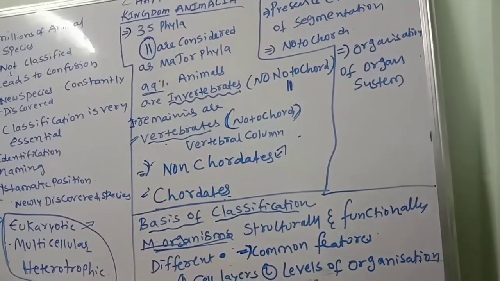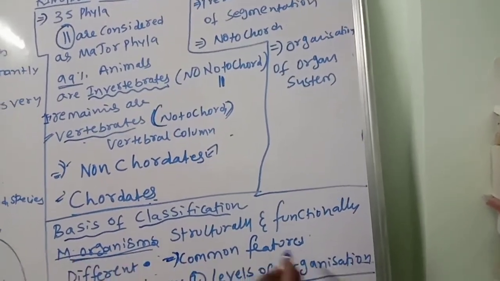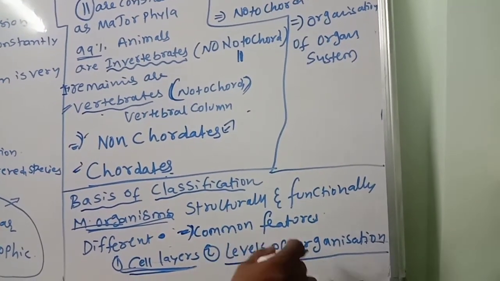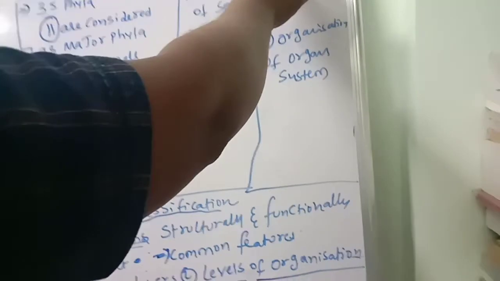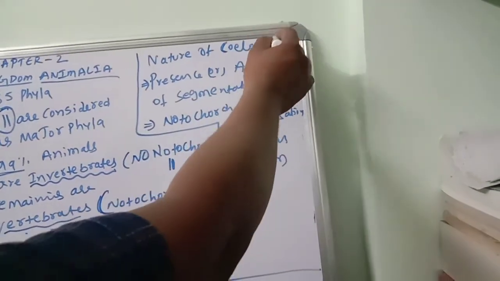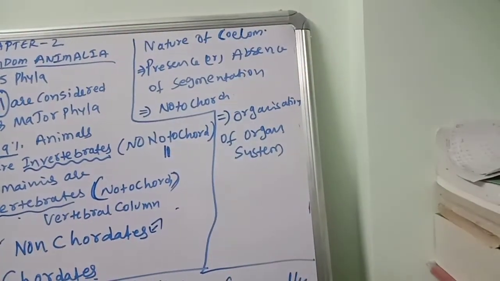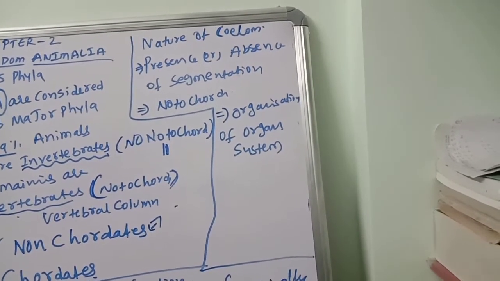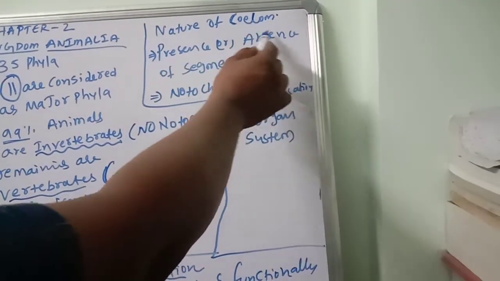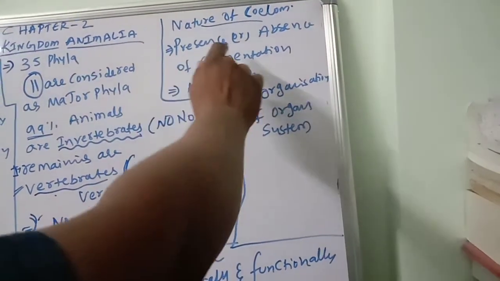Plasma membrane is common for all living beings. Then levels of organization, meaning tissue level, organ level, or organ system level. Next, the nature of coelom. There are three types based upon coelom. Coelom means a gap, a space between the body wall and the alimentary canal. If coelom is present, they are called coelomates. If coelom is absent, they are called acoelomates. Based on this, they are differentiated as coelomates, acoelomates, and pseudocoelomates.